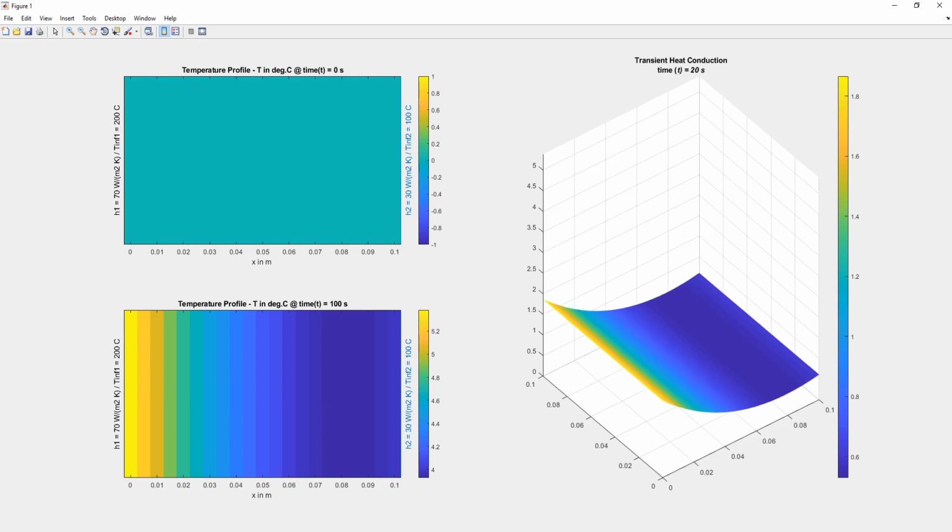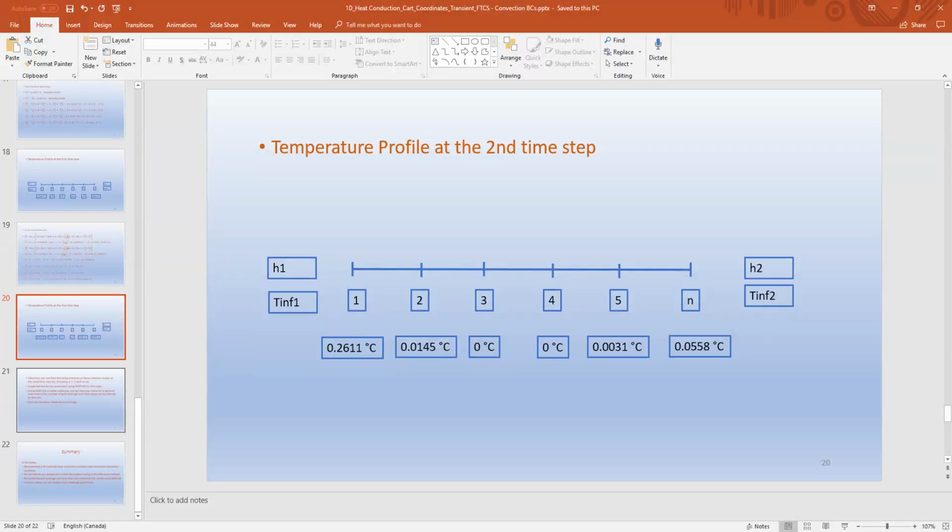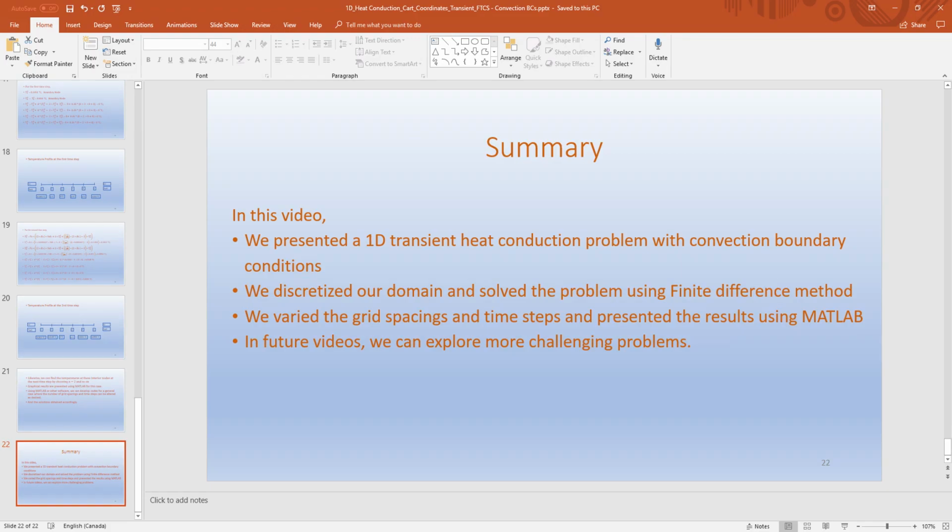So we will now go back to our PowerPoint. To summarize, we presented a 1D transient heat conduction problem with convection boundary conditions at either end. We discretized our domain and solved the problem using the finite difference method. We used the FTCS, or forward time-centered space, finite difference method. We varied the grid spacings and time steps, solved the problem, and presented the results.